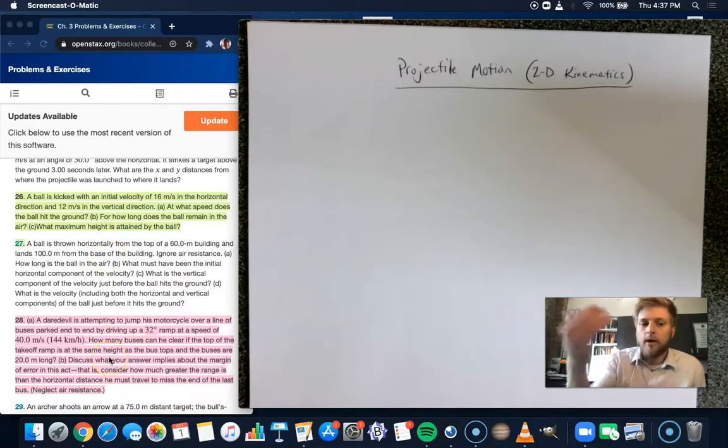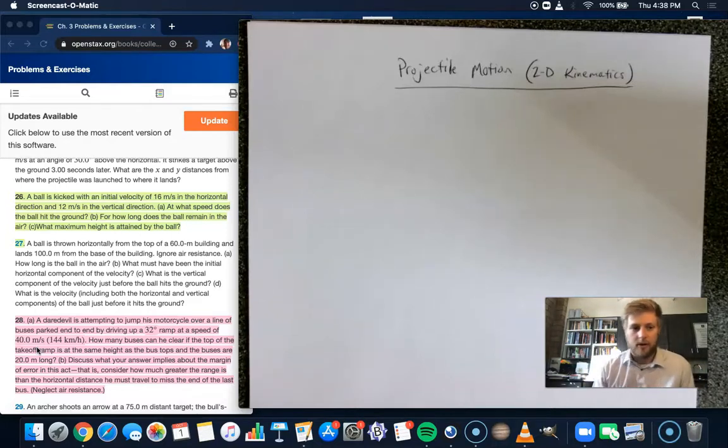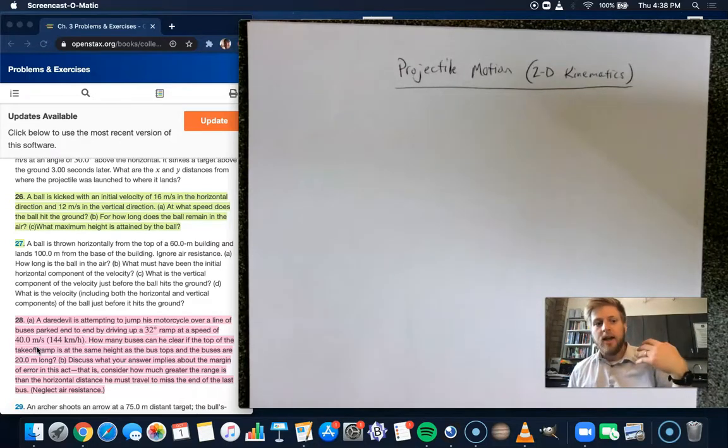So for example, we'll work our way up to a question like this. Basically, a daredevil like Evel Knievel is going to jump over some buses using a ramp and having some initial speed. Can they clear the buses? We will find out. But before we do that, we're going to start with a stripped back, more simple example, number 26 here. This involves someone kicking a ball, and they give us just two pieces of information, and we can figure out everything else from that.